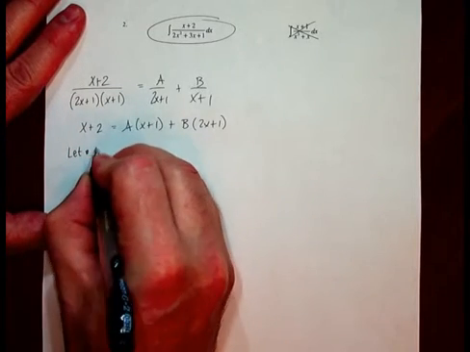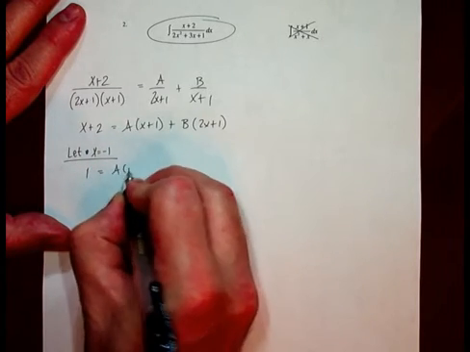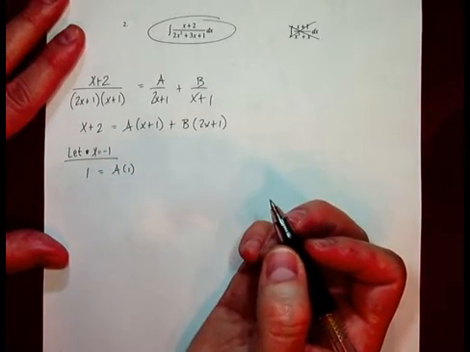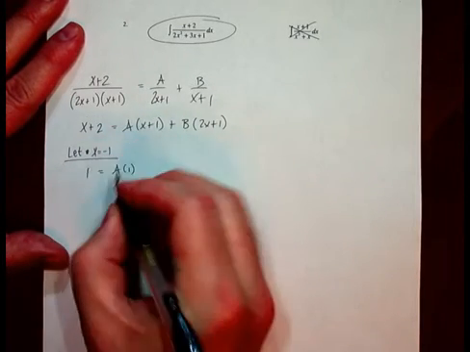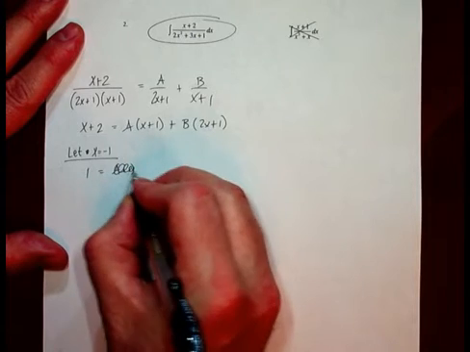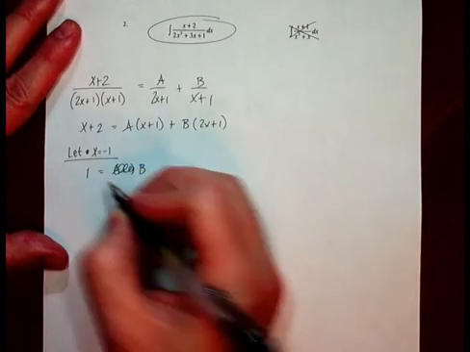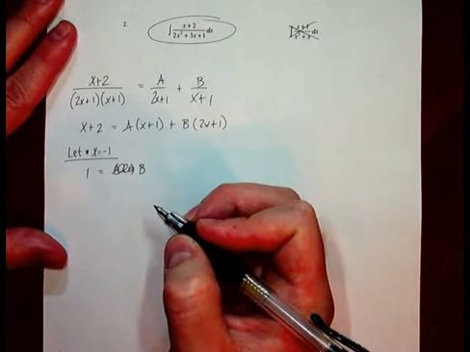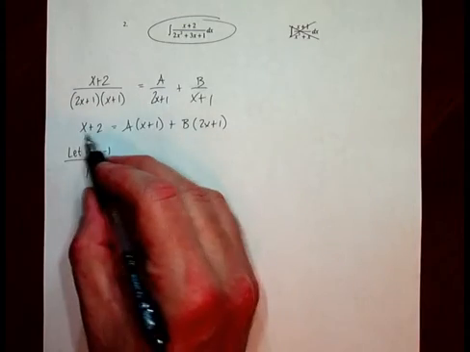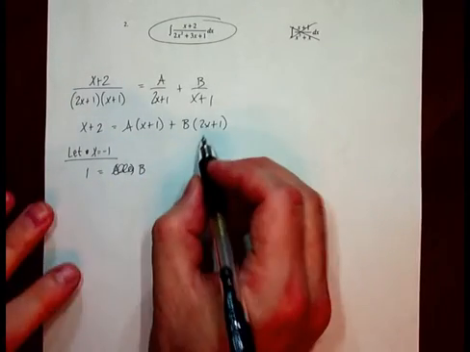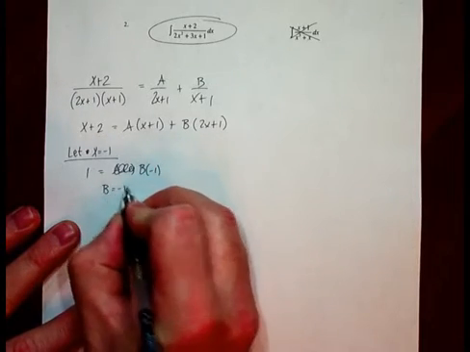So we're going to let x is equal to -1. That's going to be 1 is equal to a times 1. No, we need -1. Sorry, we need x is equal to -1. So that's actually going to be b. If we let x is equal to -1, that's going to be 1. And when we plug in, -1 plus 2 is 1. And then -1 up here is b times -1. So b is equal to -1.